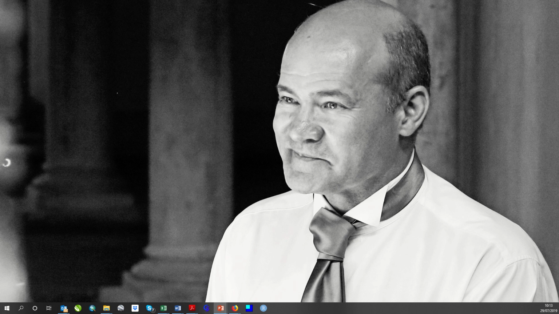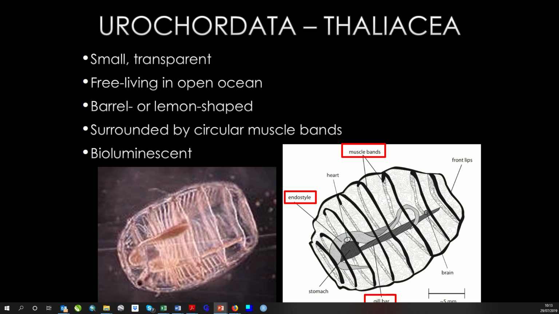And let's continue. All right, so they are bioluminescent. So Thaliacea. So we've got appendicularia, Thaliacea, and ascidians. Okay, they're all part of the Urochordata, the tailed chordates. Then we move into the Cephalochordata. Right, I think we can leave it there though.